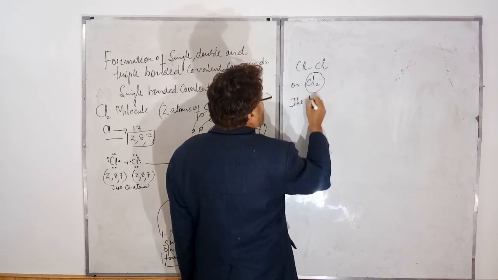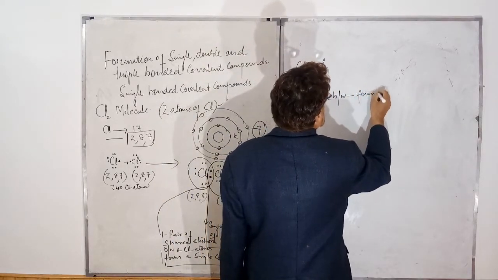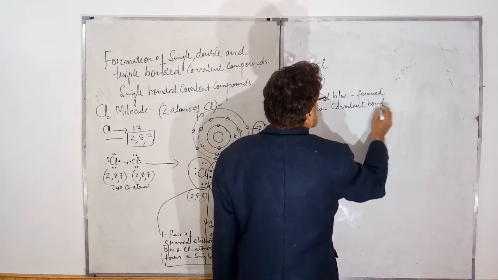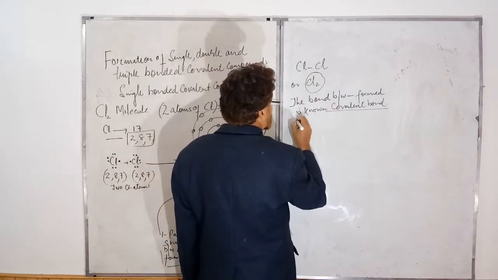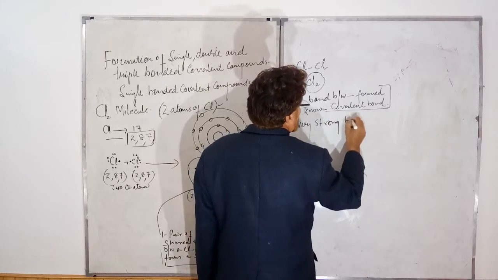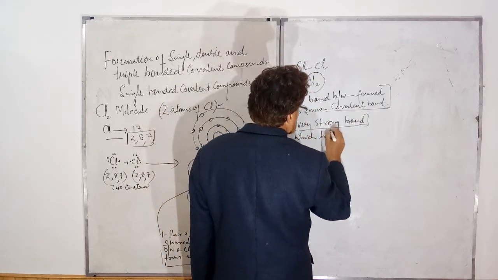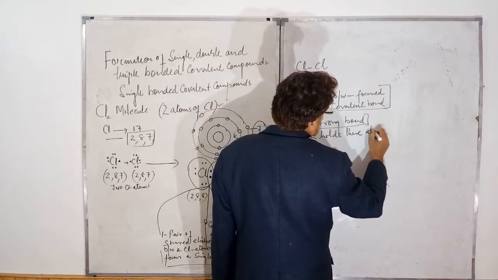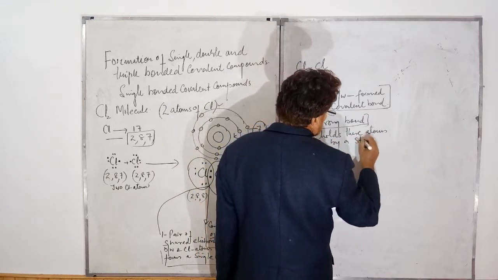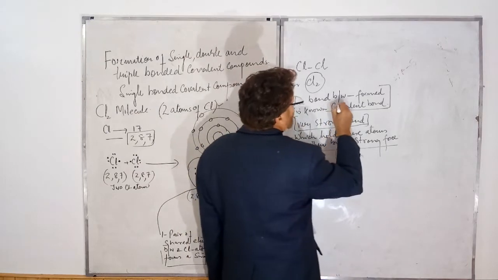The bond formed between these two is known as a covalent bond, and this single covalent bond is a very strong bond, which holds these atoms together by a strong force, and this strong force is known as a covalent bond.